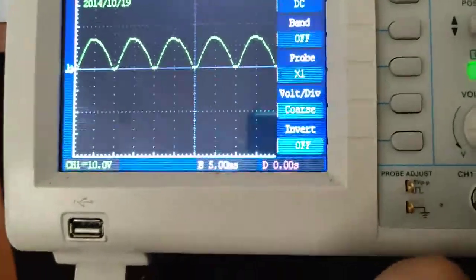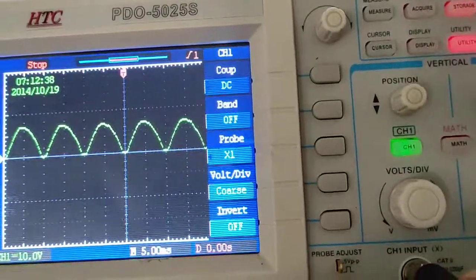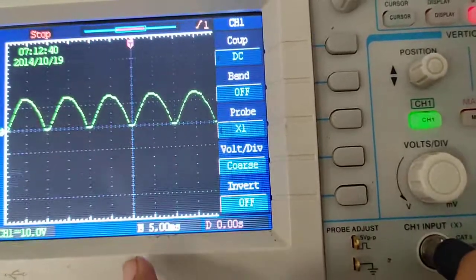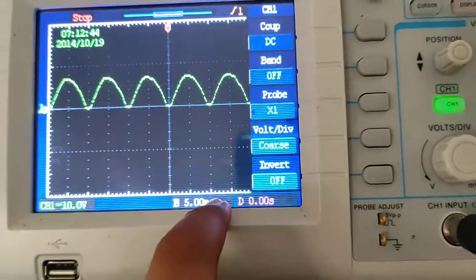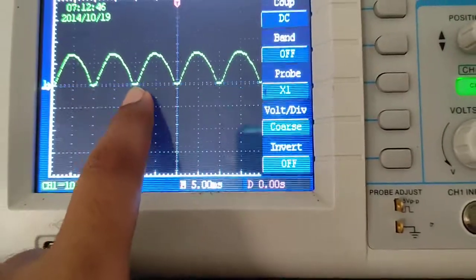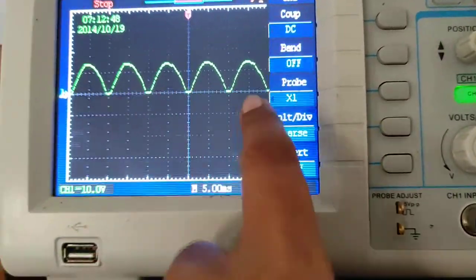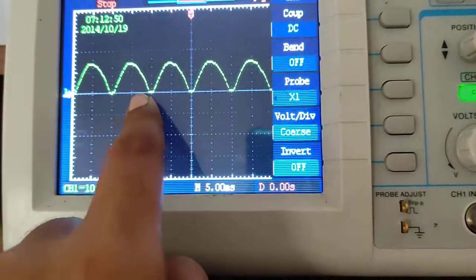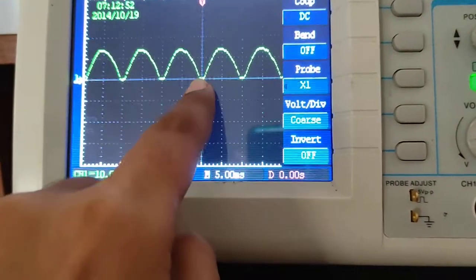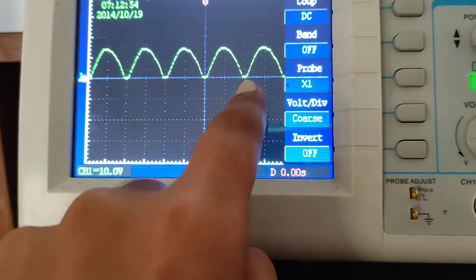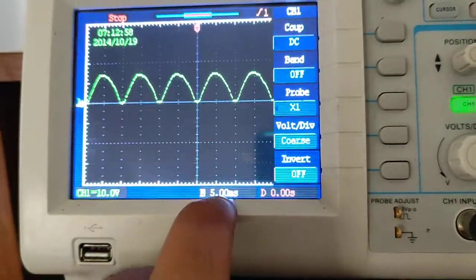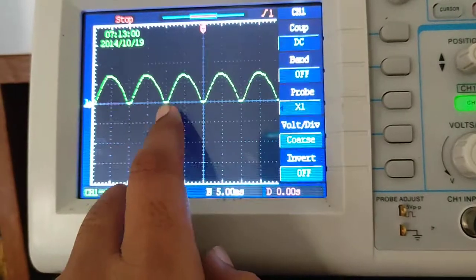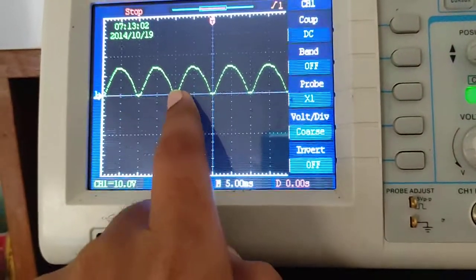full wave circuit with the bridge rectification. You can see the x axis is 5 milliseconds. If we consider from this point to this point, which is a full cycle, you can see 1, 2, 3 and 4. So, a full cycle is completing 4 boxes. So, 4 into 5 will be our 20 milliseconds, which means 50 Hz supply.